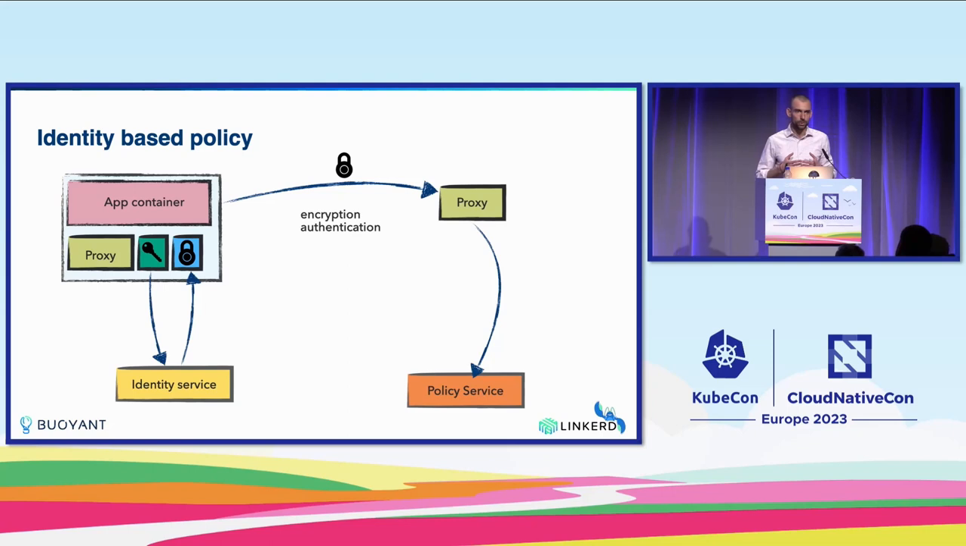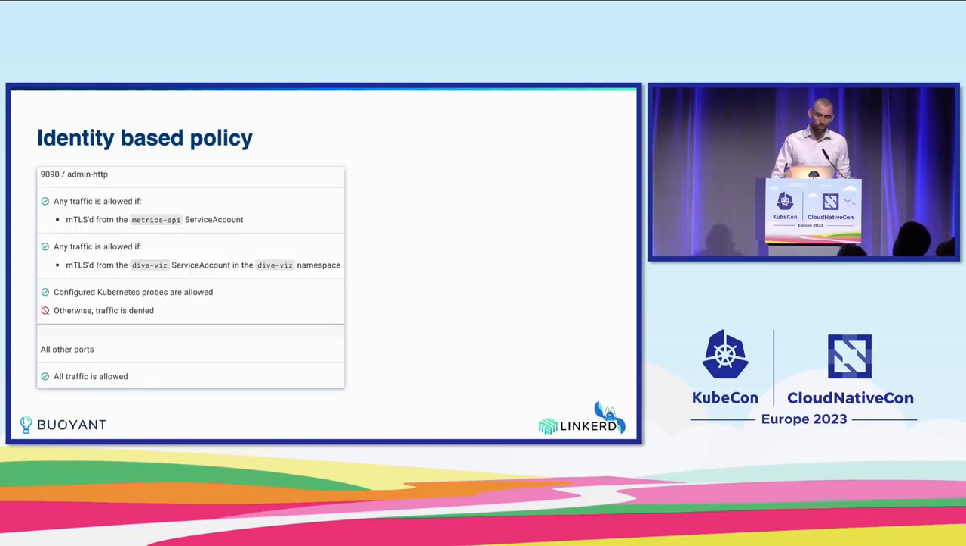On top of that, the proxies also communicate with a policy service that allows them to enforce very rich layer 7 policies around what requests go where and what is allowed. And that's how you get authorization. So a typical identity-based authorization policy will look like this, right? You can see that you can define very rich protocol-aware policies on that level.